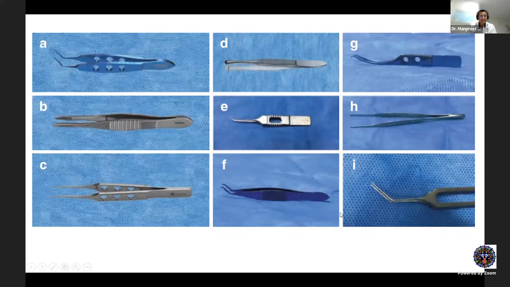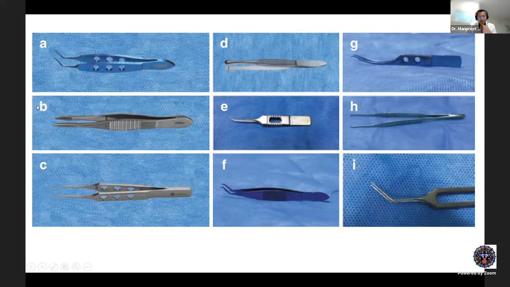So we'll go to this image. The first one, A, I think is a Castroviejo design titanium forceps, and this is McPherson's forceps. B is Moorfields, C is Bishop Harmon with Castroviejo design. D is the Sinskey forceps with platform. If you are able to see on your screens, the tip of instrument D is having a platform.